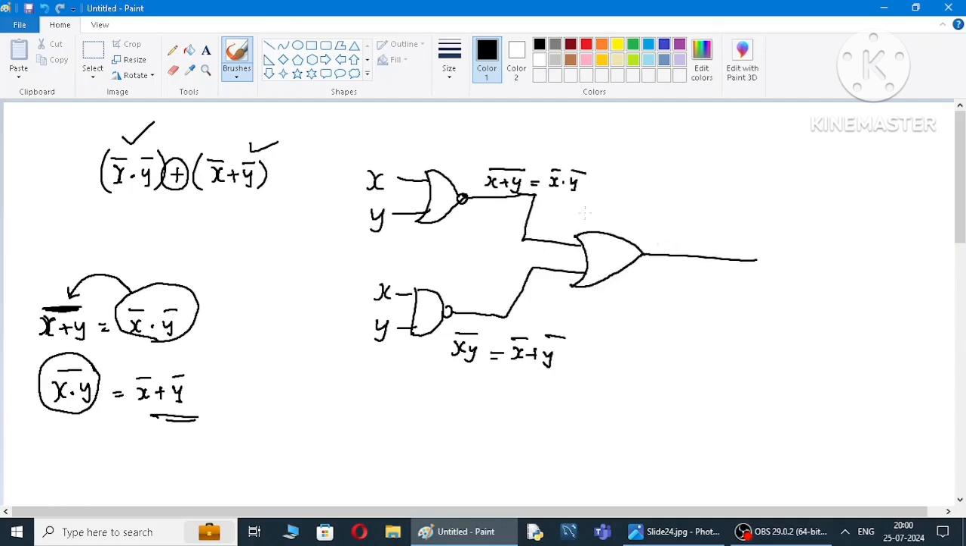Then you will get the required output: X bar Y bar plus X bar plus Y bar. So this is how you draw a circuit using a NOR gate or a NAND gate.